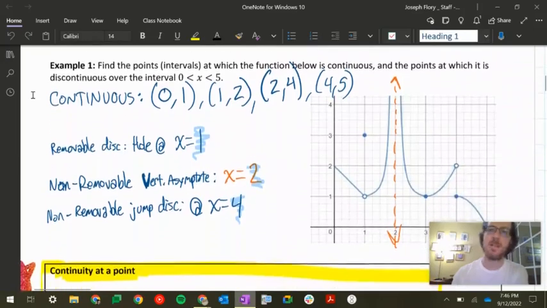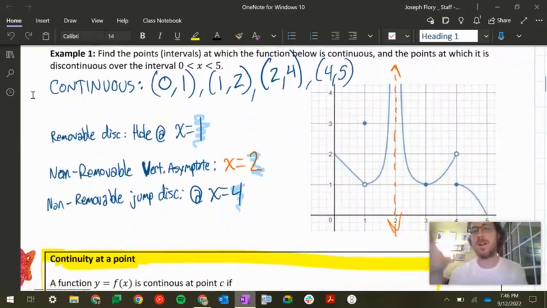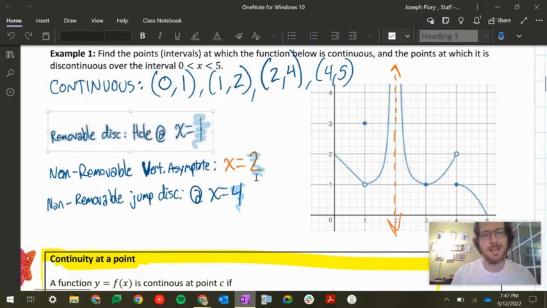All right, so let's look at example one. I've already got these filled out for time's sake. We've got this graph here of a piecewise function. The directions say find the points and intervals at which the function below is continuous and the points at which it is discontinuous over the interval from 0 to 5. It looks like we've got three main pieces here. This hole right here at x equals 1. Regardless of the fact that it's got a discrete point up here, that's a hole, so removable discontinuity at x equals 1.